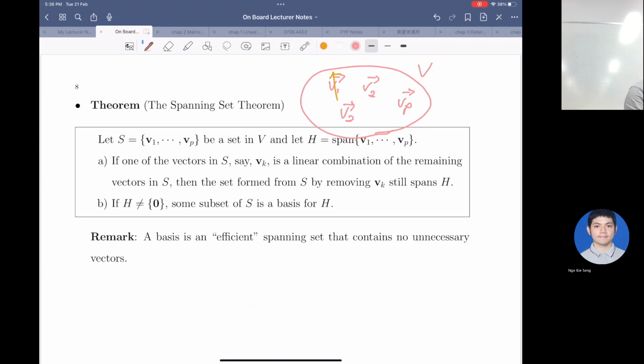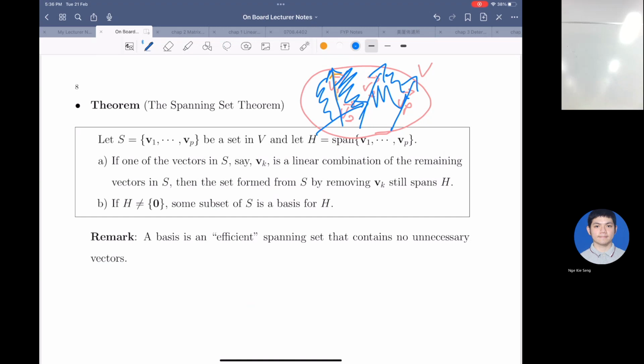In your mind, you can think of a line through them, because of scalar multiples, and also we can take linear combinations of them. So you take a plane between them, all sorts of planes. If one of the vectors in X, say vk, is a linear combination of the remaining vectors, then the set formed by X by removing vk still spans H. B, if H is not 0, then some subset of X is a basis of H.